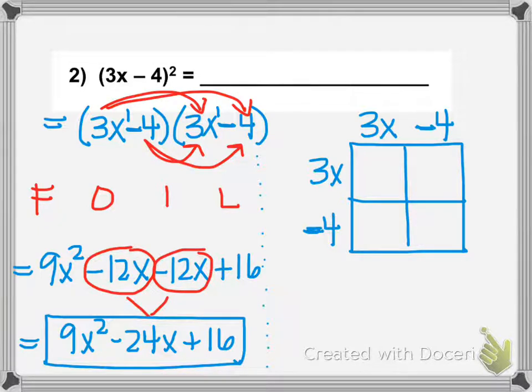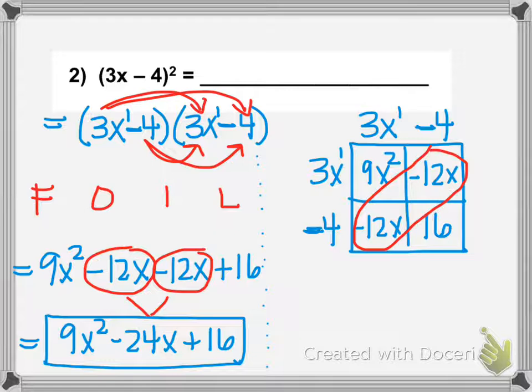Now let's go ahead and multiply. 3x to the first power times 3x to the first power is 9x squared. 3x times negative 4 is negative 12x. 3x times negative 4 in the lower right is also negative 12x. And then negative 4 times negative 4 is positive 16. Remember, when you do it this way, those two like terms will usually be on the diagonal. So those are usually the two that you'll be able to combine.